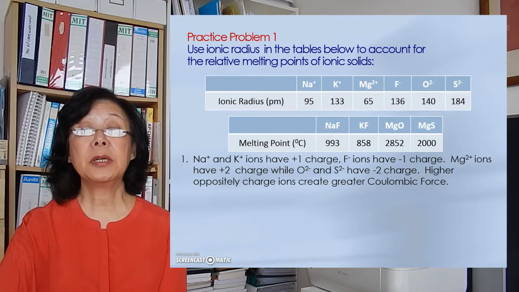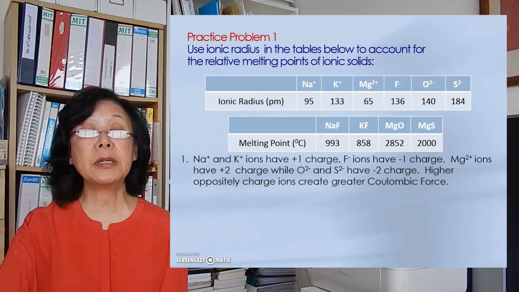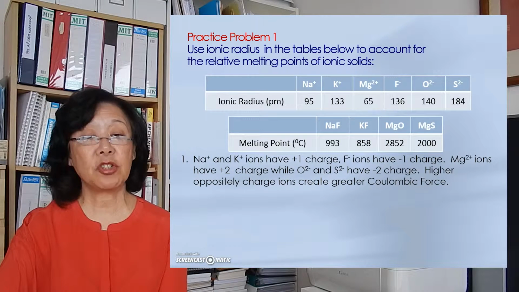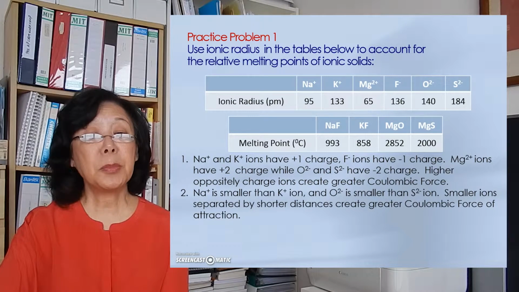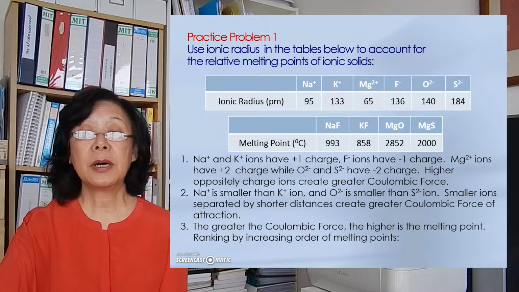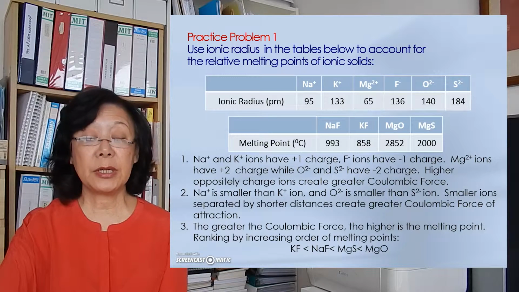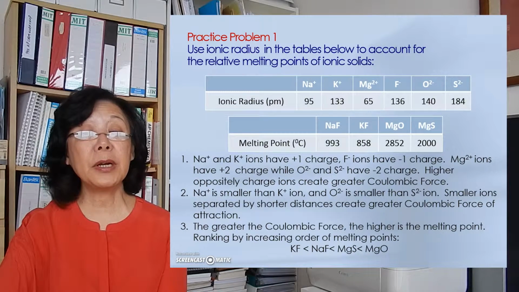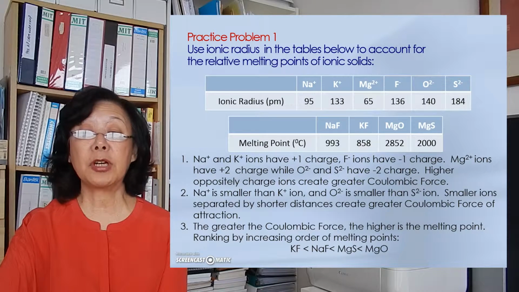The greater the charge, the greater the attraction in the Coulombic force between the opposite charges. The smaller the ion, also the greater the attraction in terms of the Coulombic force of attraction. Therefore, we understand that the greater the Coulombic force, the higher is the melting point, and therefore we can rank them in this order: potassium fluoride, less than sodium fluoride, less than magnesium sulfide, and to top it all is magnesium oxide because of the higher charge and the smaller distance.